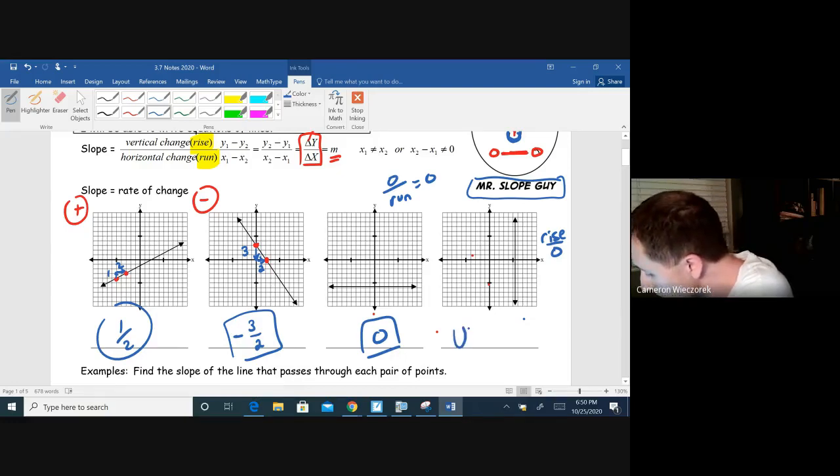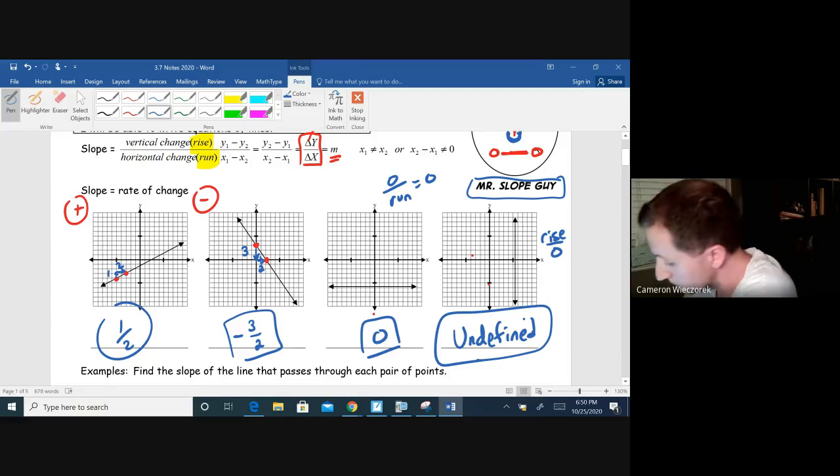Can't divide by 0. Look at Mr. Slope Guy's nose to remind you vertical lines have an undefined slope. Okay.